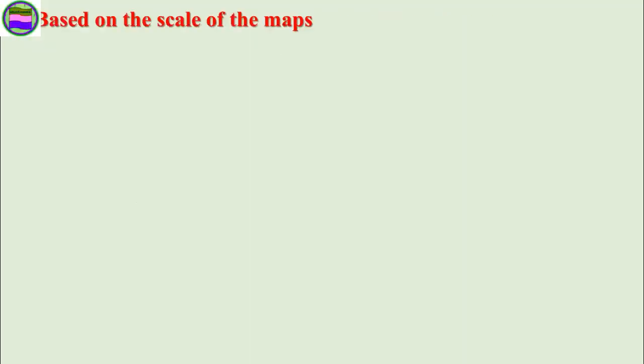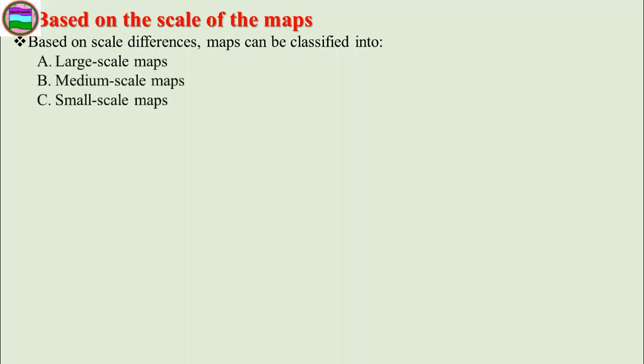So the third classification of maps, or types of maps, is based on the scale of the map. Based on their scale, we can classify the maps into three: large scale map, medium scale map, and small scale map. The large scale map tells about the scale of the map.